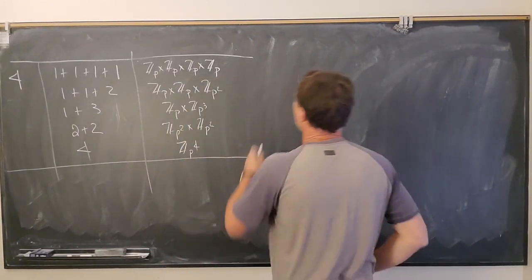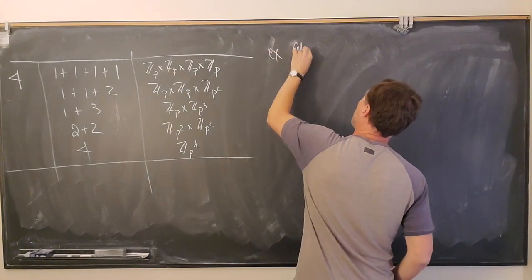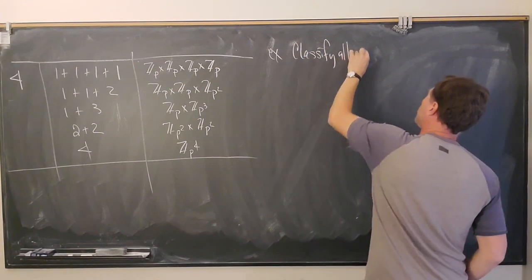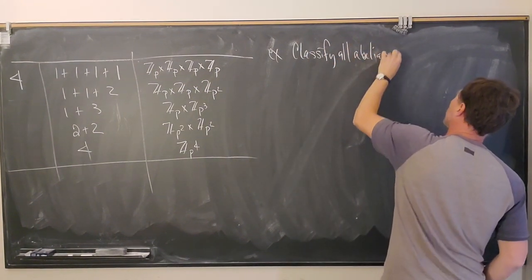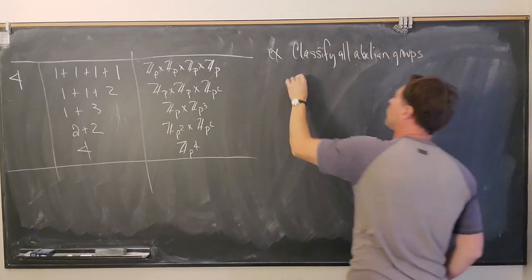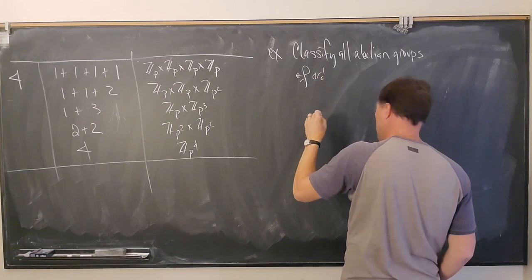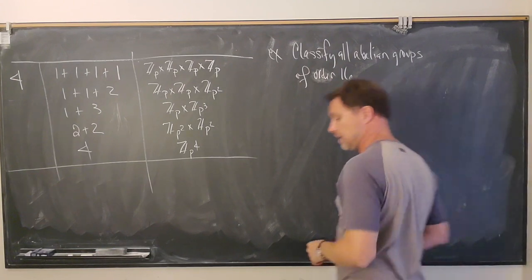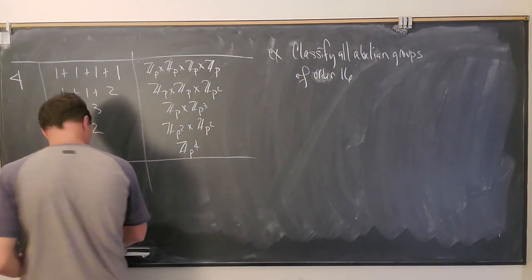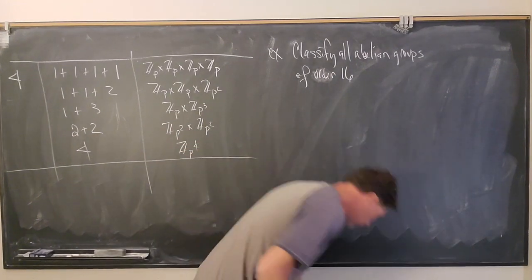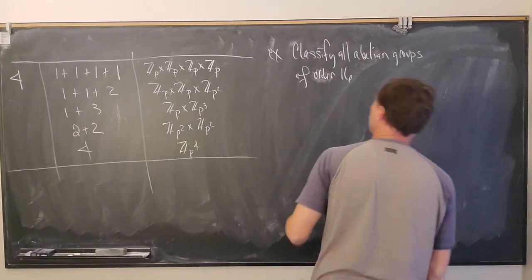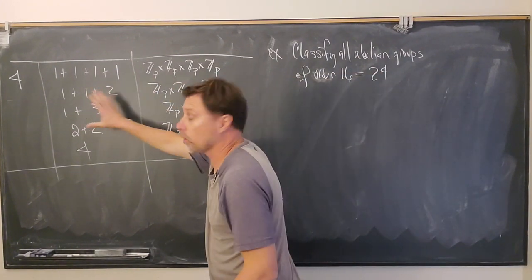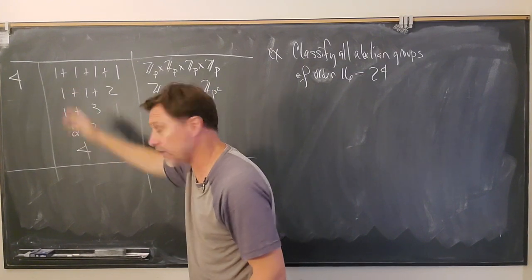So what I'd like to do is classify all abelian groups of order 16. Okay, well, 16 is 2 to the 4th. And so we're going to work with this one right here. We have a prime 2 raised to the 4th power.